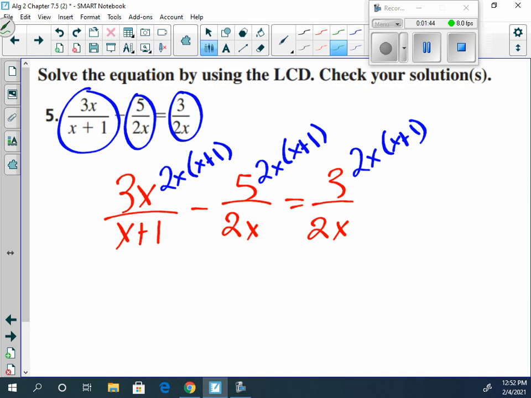So if we look at the first one, x plus 1 and x plus 1 would cancel. Here, 2x and 2x would cancel. And lastly, 2x and 2x would cancel. And that's what we wanted. We wanted all these denominators to simplify out completely.